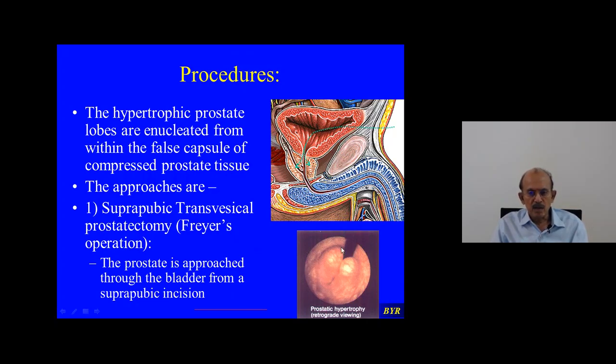So you can see these enlarged lobes will be felt through the bladder wall, bladder lumen. So you make an incision around this in the mucosa. Once you make an incision around the mucosa, you can pass your fingers by the side of these enlarged lobes, sweep all around and remove the prostate lobes.